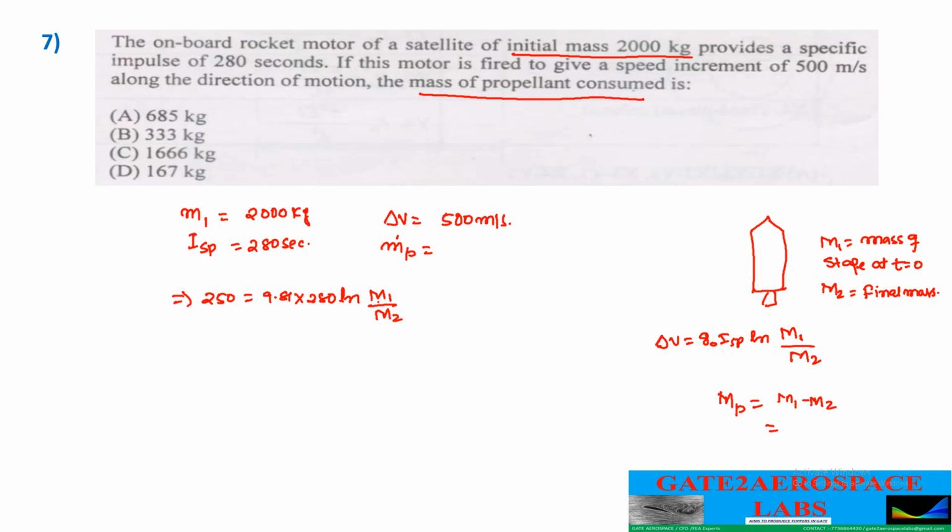Here if you plug in the value of M1, which is given as 2000 kg, then you will get the value of M2 as 1667.5 kg. So the mass of propellant, from this equation, will be 2000 minus 1667.5 kg, which is nearly equal to 332.85 kg. So our answer will be B.